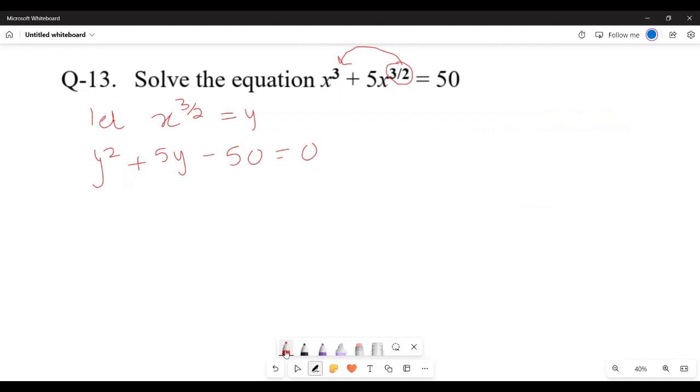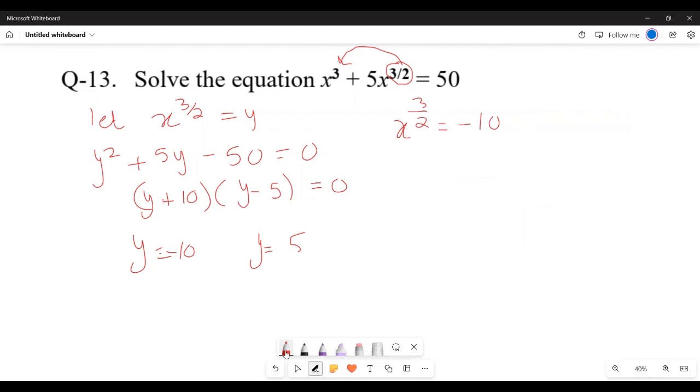This can be factorized. Final answer, y equals 5, sorry, y equals minus 10 and y equals 5. One step back, y plus 10 and y minus 5 equals 0. Okay. Y will now be replaced with x power 3 by 2 equals minus 10 and x power 3 by 2 equals 5.